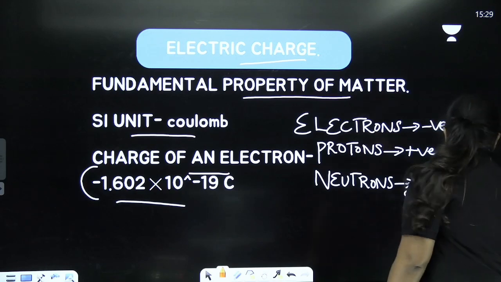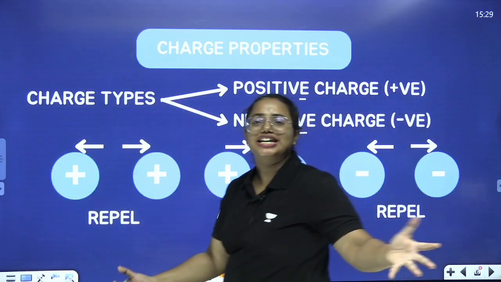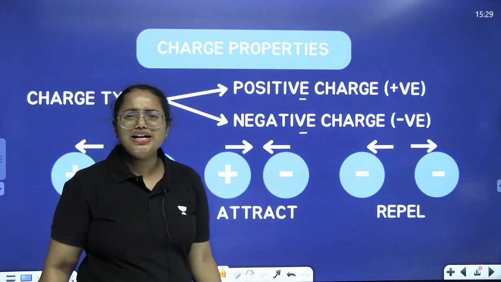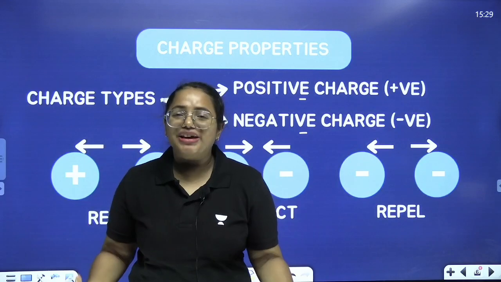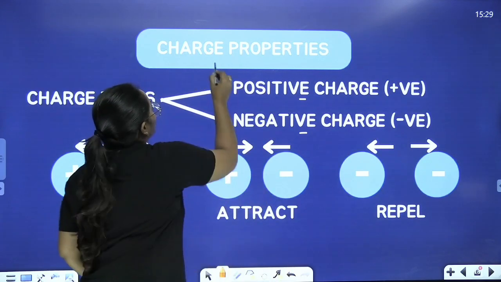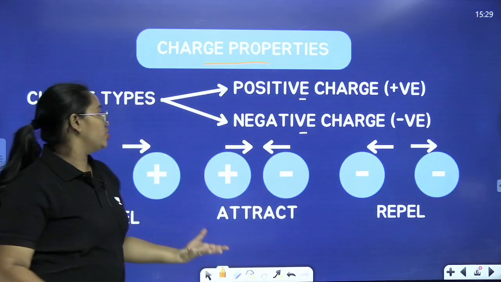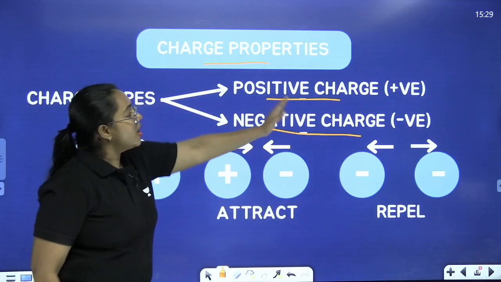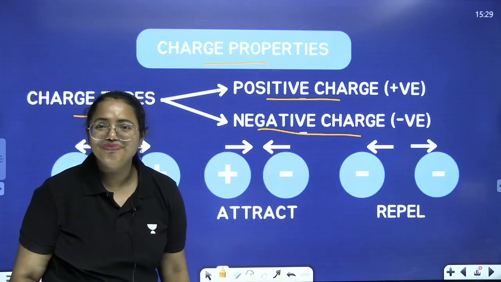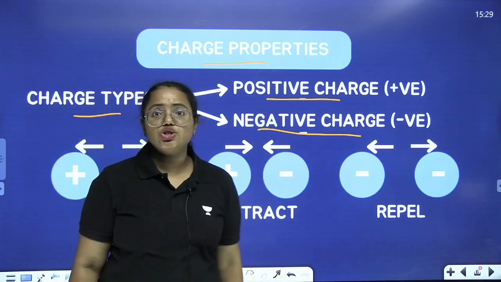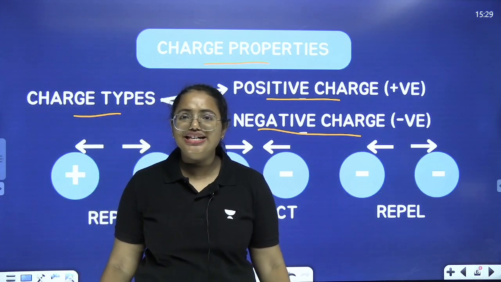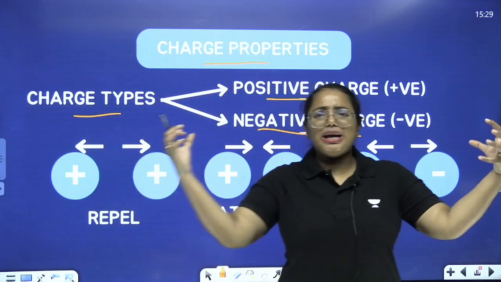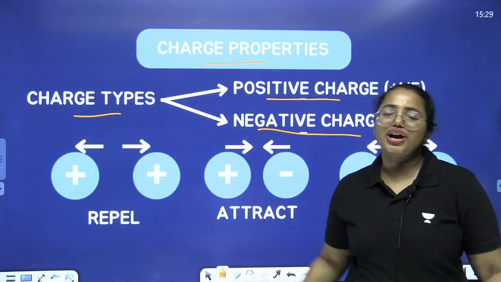Now we are moving towards the next one. It's all about the charge properties. When you talk about charge, why do we need to learn about the properties? How do they behave? We need to understand that, right? When you talk about the types of charges, we have positive charges and we have negative charges. A positive charge, what is the example? Protons, right? What about the negative charge? Electrons are negatively charged. But how do they behave? What if I try to keep two similar charges near each other? That's what we are going to learn now.